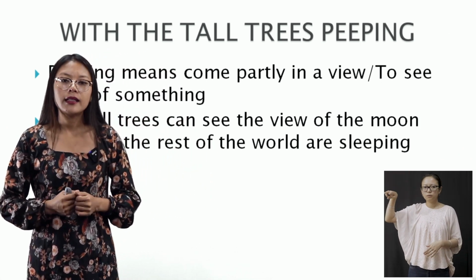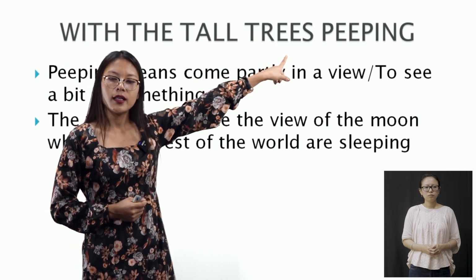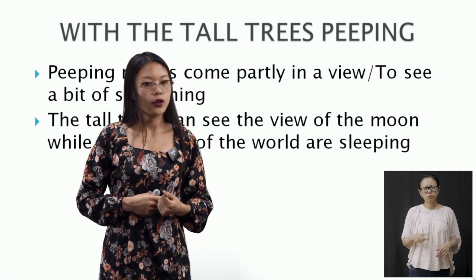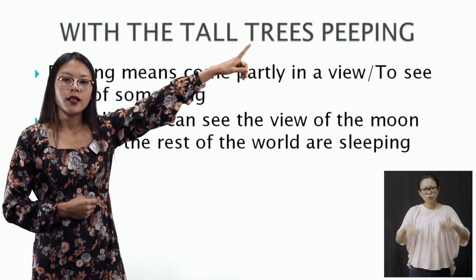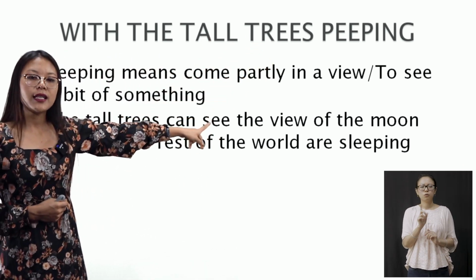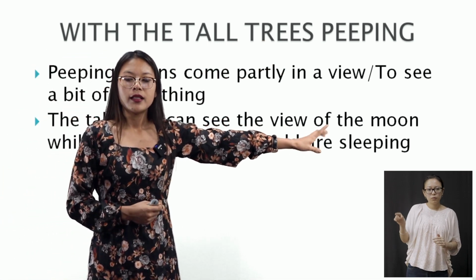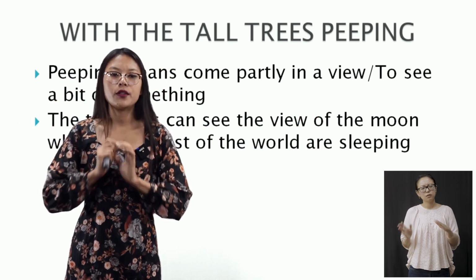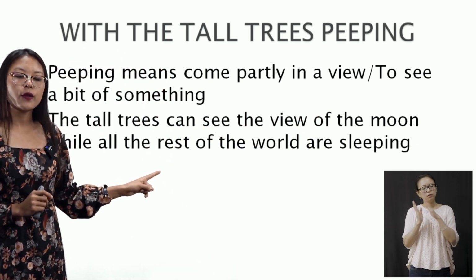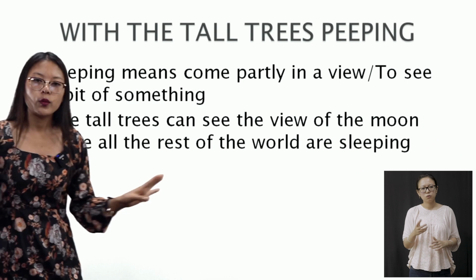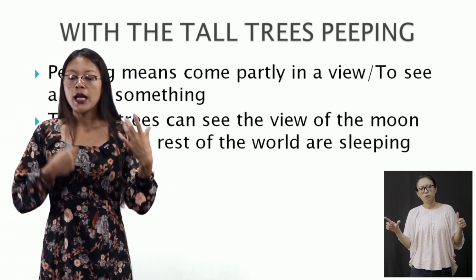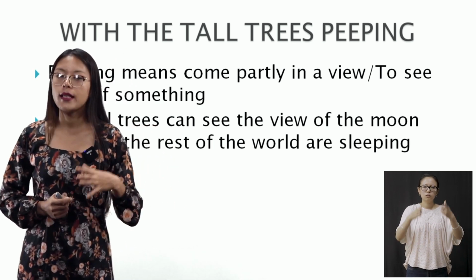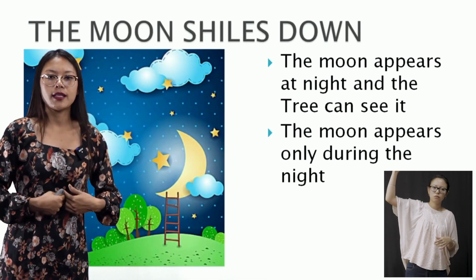But unlike that, the trees, have you seen the trees getting into their bed and sleeping? No, right? So the trees, they see the moon. They are getting a partial view of the moon. That means they are seeing a little bit of the moon while the rest of the world is sleeping. While everyone is sleeping, they can see the view of the moon, since they do not sleep like human beings do.